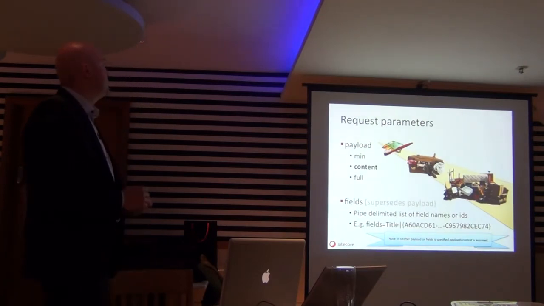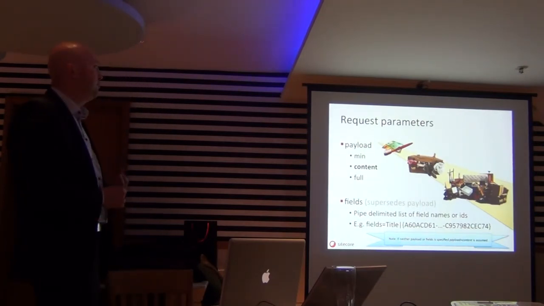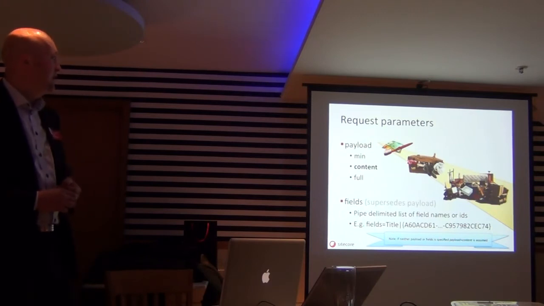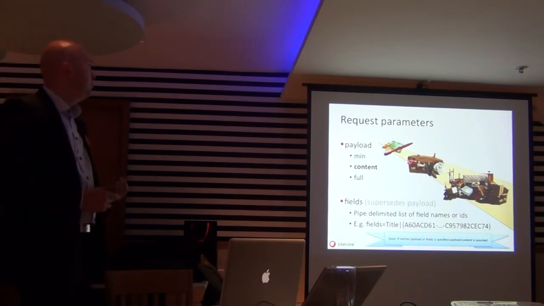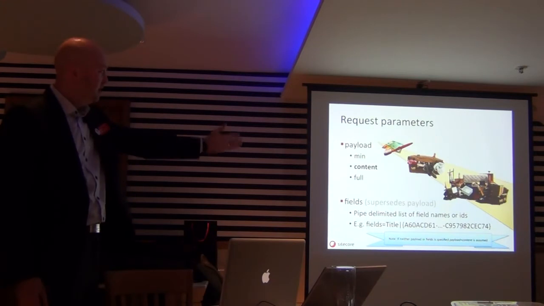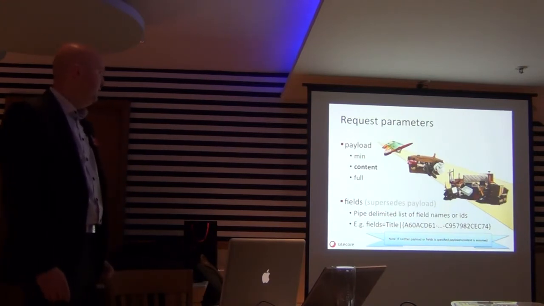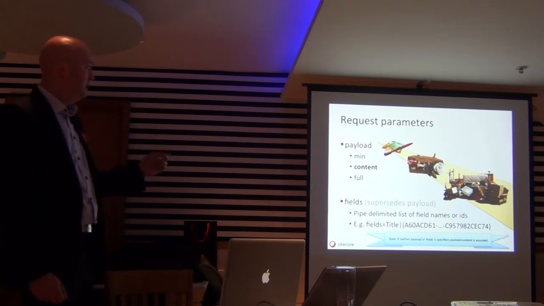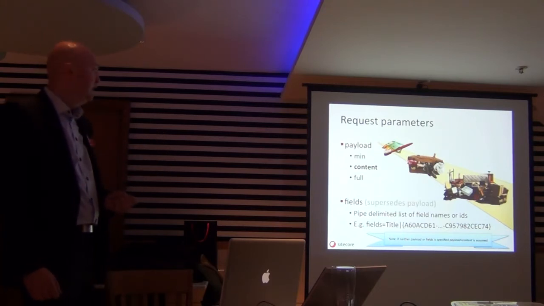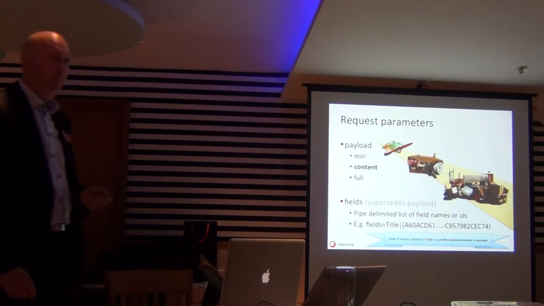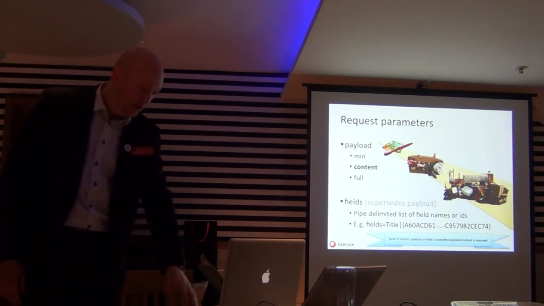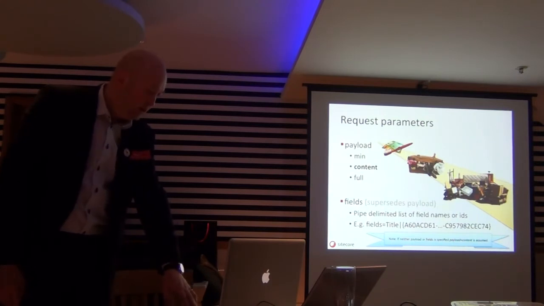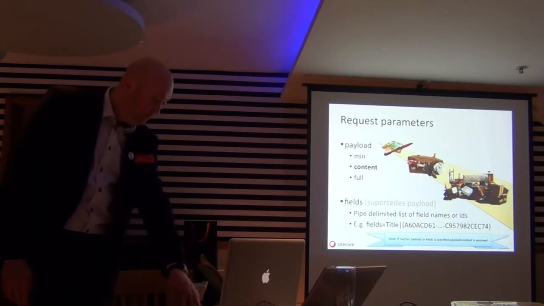Right. Some other parameters you can set. Of course, doing all this REST business is about doing services that are slender, and you can decide how much you're going to fetch on each request. So you can use the payload parameter to go broad: either very little, medium, or a lot, everything, including the kitchen sink. If you're very specific, you can use the fields parameter, and that will override anything you put in payload. It can be a mixture of field names and IDs, as a pipe delimited list. Those are then the fields that we get back together with some base information about the item.